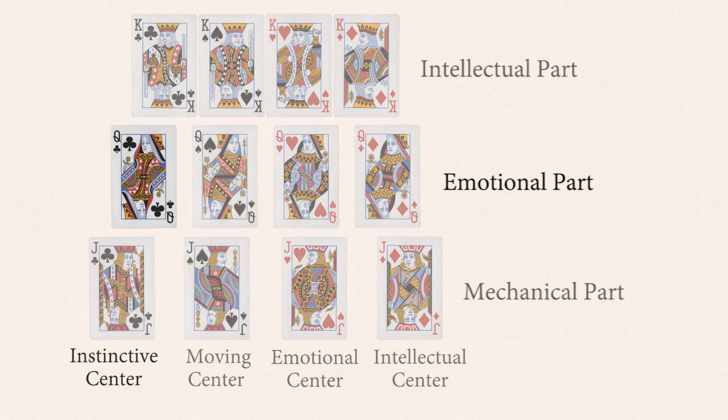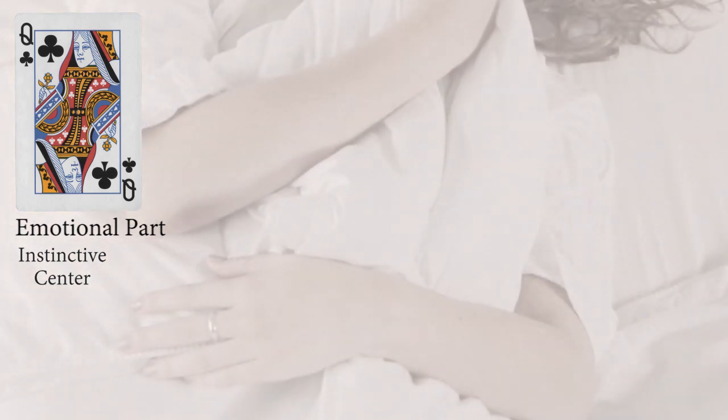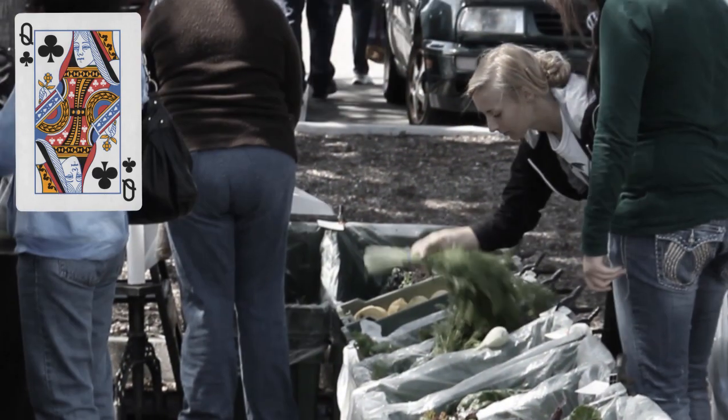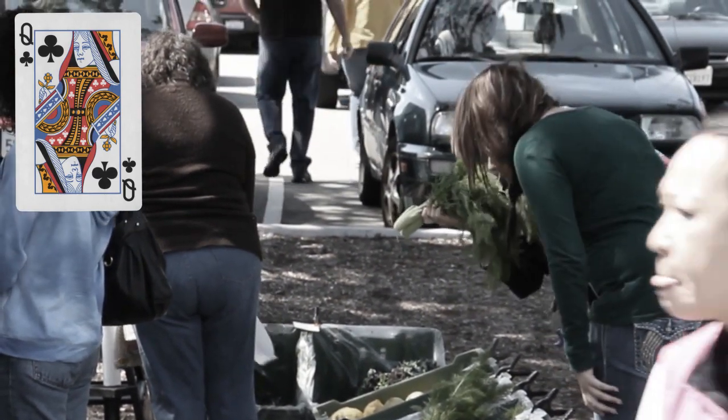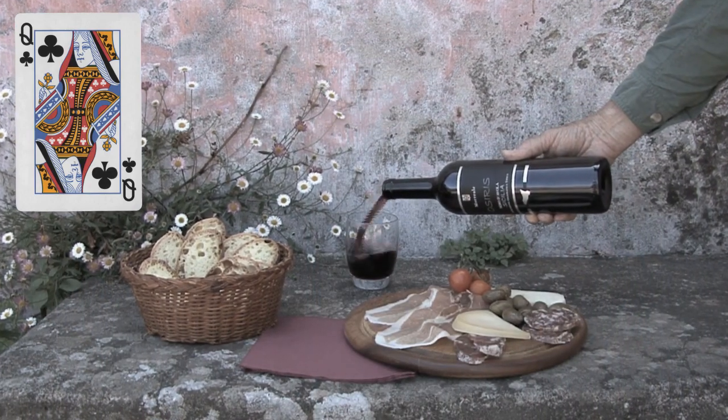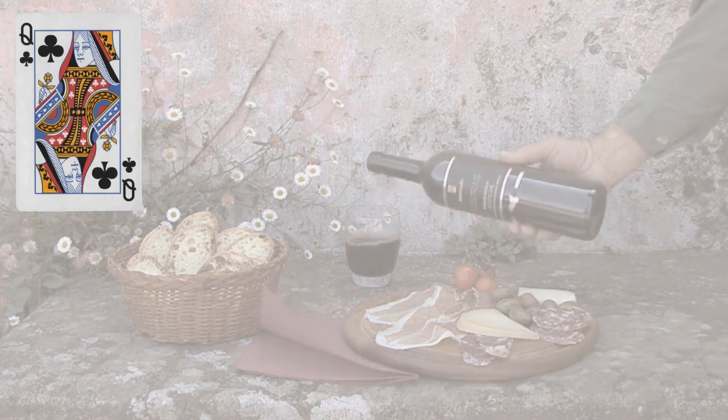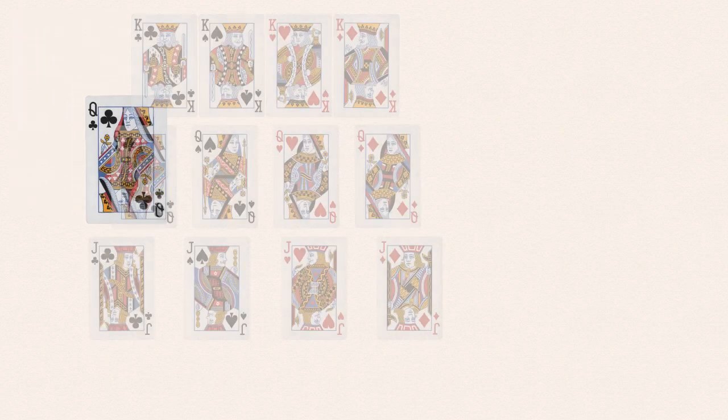forth. The emotional part of the instinctive center is responsible for sensual attractions and repulsions. Cravings for or aversions to particular foods, scents, weather, fabrics of clothes, and so forth. This is the seat of culinary enjoyment, although culinary refinement will also require the attention of the intellectual part.